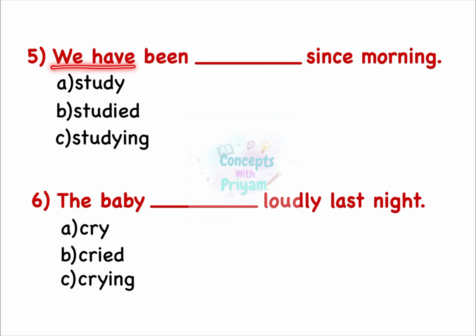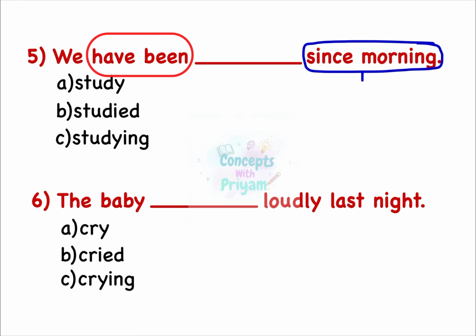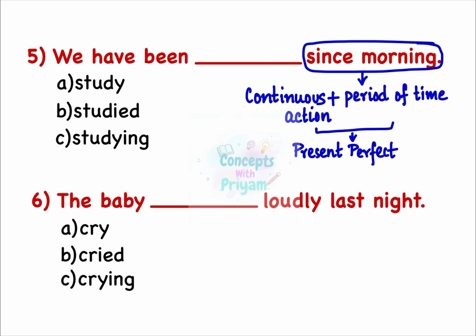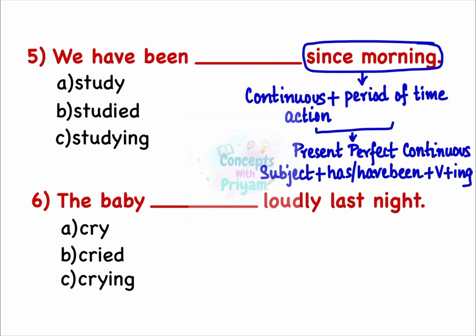Number 5. We have been blank since morning. The keywords here are have been and since morning. Since morning shows a period of time for a continuous action. So this sentence comes under the present perfect continuous tense, which follows the structure subject plus has or have been plus verb plus ing. Study is verb 1, studied is verb 2, studying is ing form of the verb 1, verb plus ing.